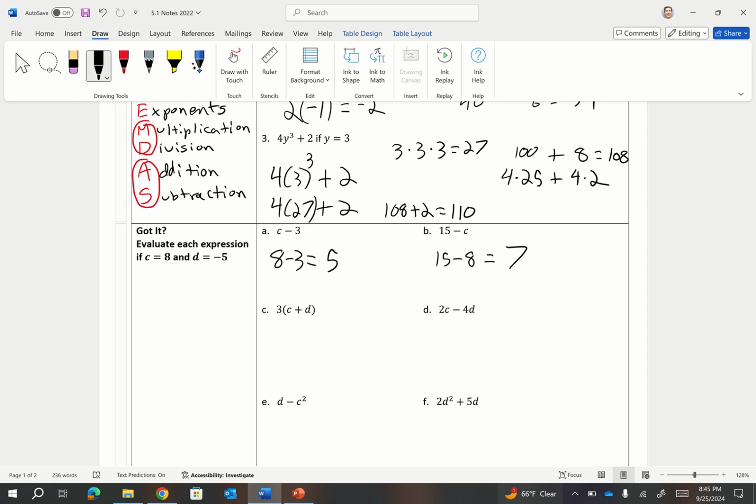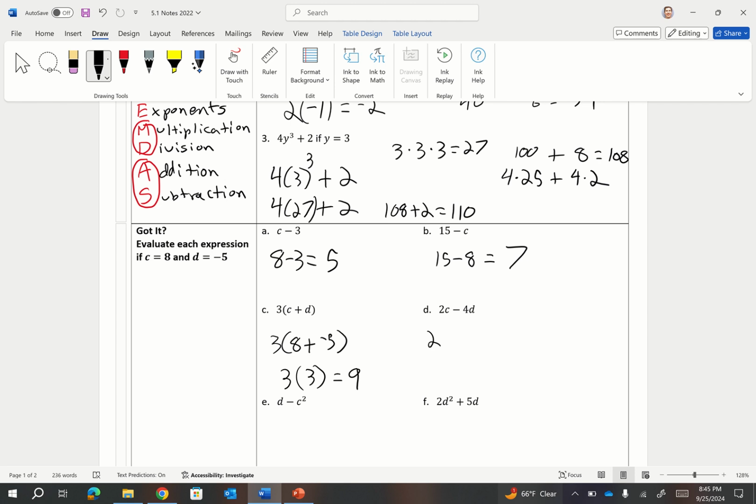All right, here we've got 3 times the quantity of c plus d. So c is 8 plus -5. I'll do my parentheses first. 8 plus -5 is 3. Then multiply that times 3 equals 9.